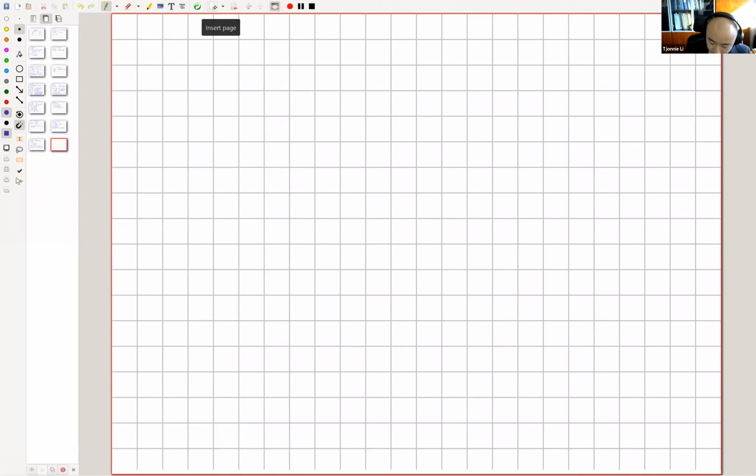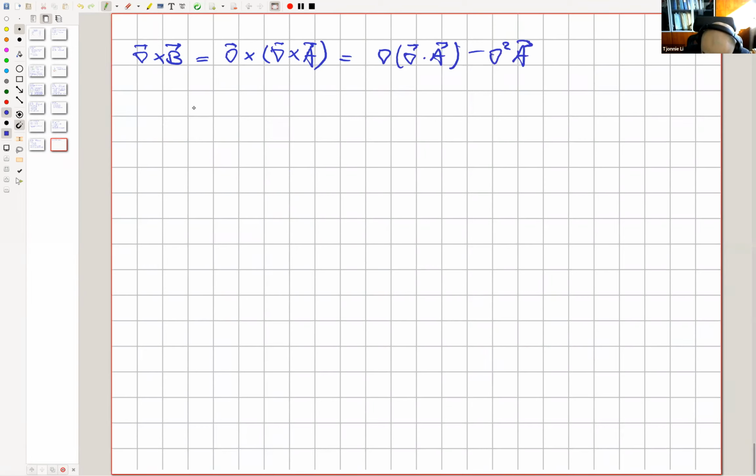So similarly, I could evaluate the curl of B. I know it to be the curl of the curl of A, which equals, again, the gradient of the divergence of A minus the Laplacian of A. But we know that the curl of B is simply mu naught J plus epsilon naught mu naught partial E partial t.